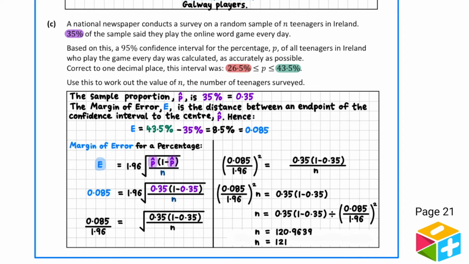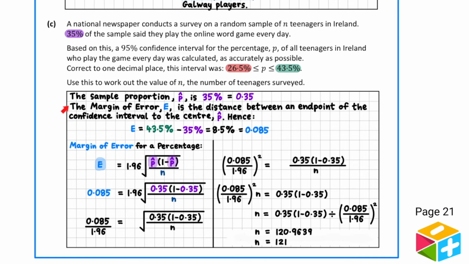Well, P hat is the sample proportion, and we're told that 35% of the sample play the game every day. So here, P hat is 35%, which as a decimal is 0.35.